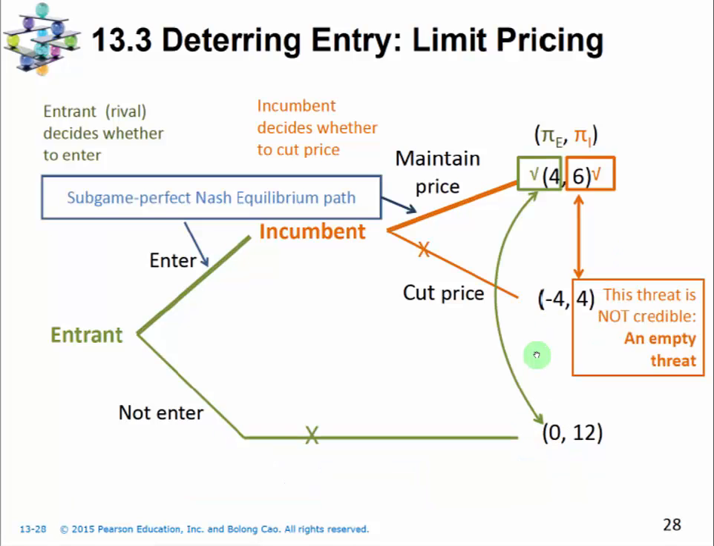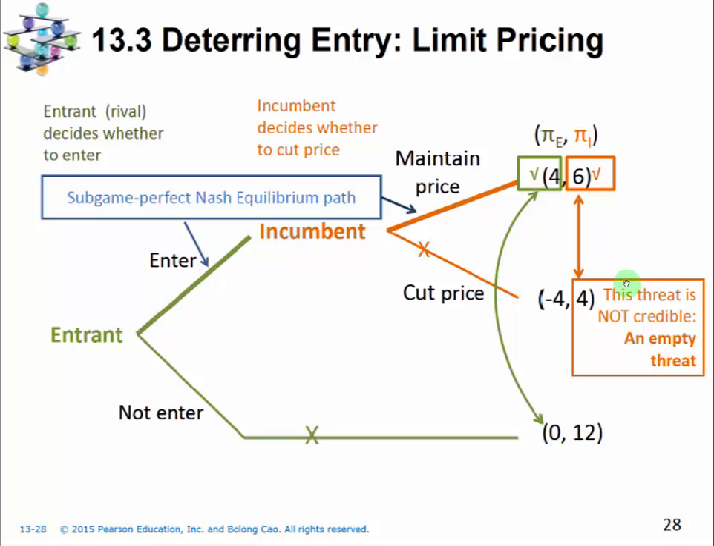Now let's look at the other setup, where cutting price results in a profit for the incumbent of 4. This number is lower than this 6 because we can assume that the incumbent now does not have the cost advantage. If it starts to fight a price war with the entrant, it will make less money than if it accommodates the entrant. So now the subgame perfect Nash equilibrium is actually for the entrant to enter into this market, and then after the entry by the entrant, the incumbent will accommodate that entrant, or say maintain its price.